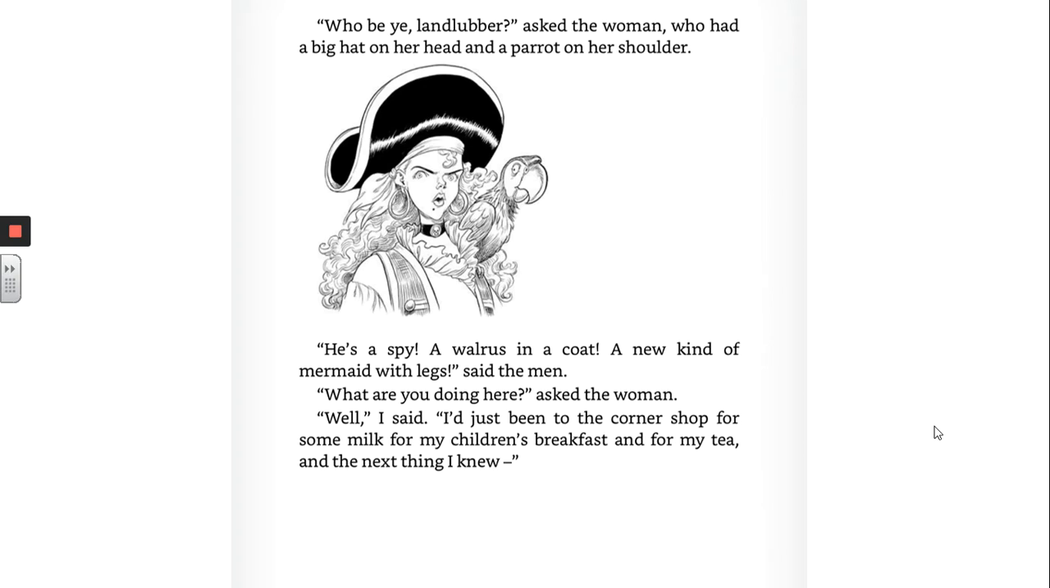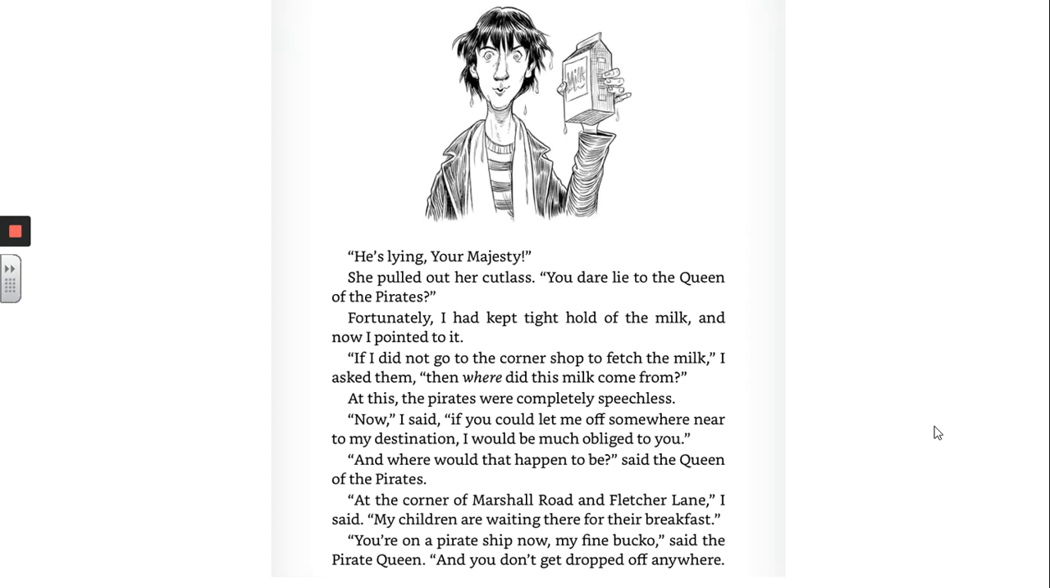Who be ye, landlubber? asked the woman, who had a big hat on her head and a parrot on her shoulder. He's a spy, a walrus in a coat, a new kind of mermaid with legs, said the men. What are you doing here? asked the woman. Well, I said, I'd just been to the corner shop for some milk for my children's breakfast and for my tea, and the next thing I knew... He's lying, Your Majesty. She pulled out her cutlass. You dare lie to the Queen of Pirates? Fortunately, I had kept tight hold of the milk, and now I pointed to it. If I did not go to the corner shop to fetch milk, I asked them, then where did this milk come from? At this, the pirates were completely speechless.